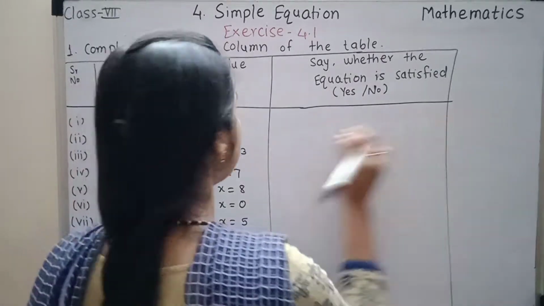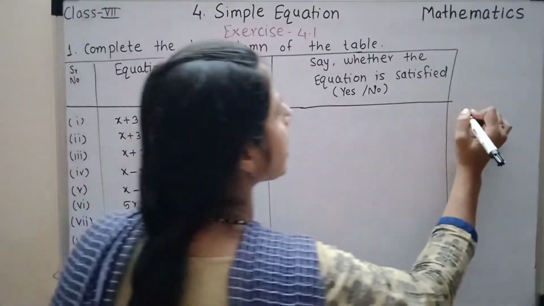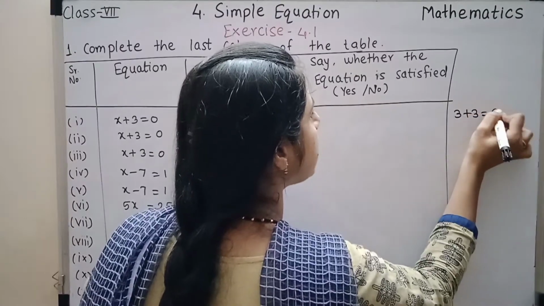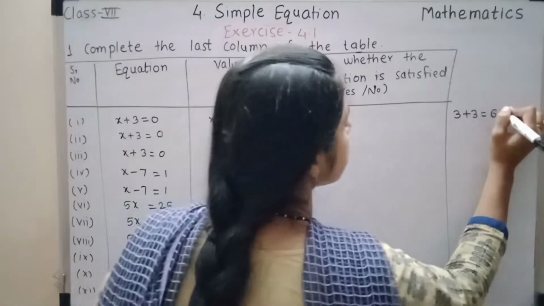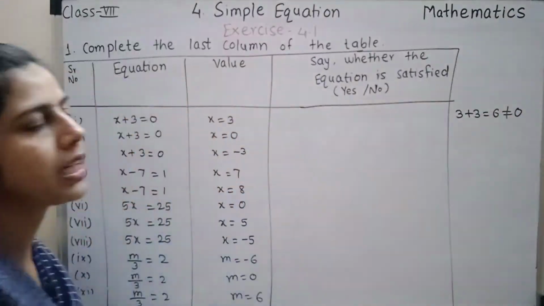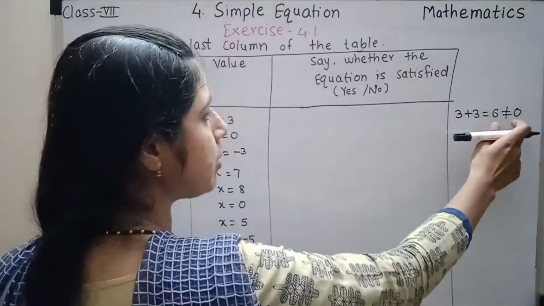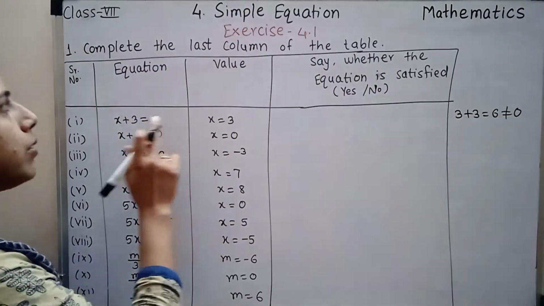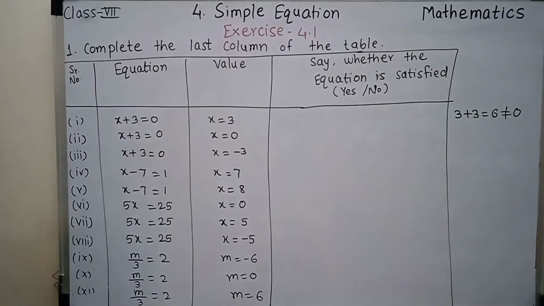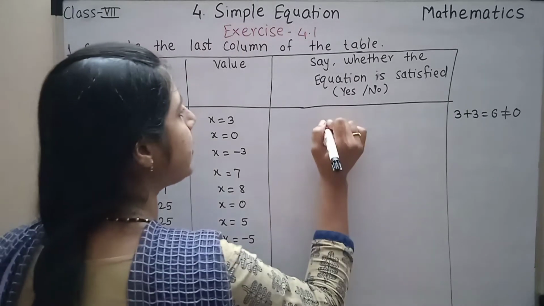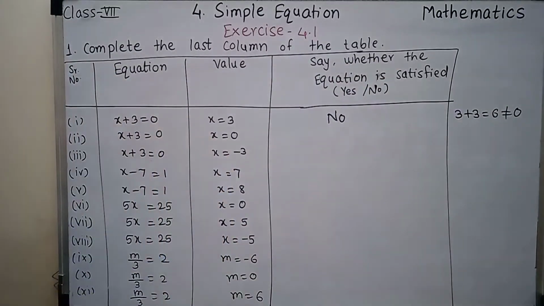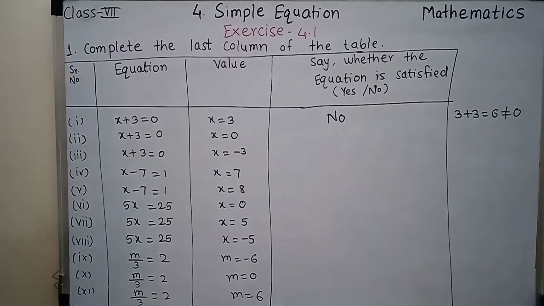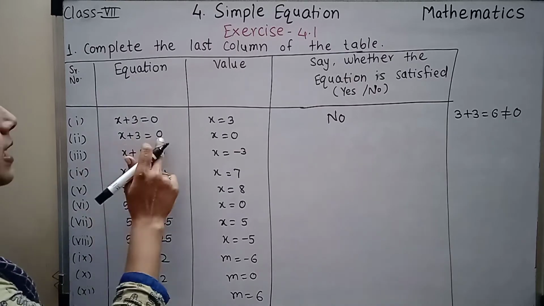So we will consider, अगर x की वैल्यू में 3 डाल दूं तो क्या आ जाएगा आपका यहाँ पे 3 plus 3. तो 3 plus 3 आपका आता है 6, which is not equals to 0. अगर ये not equals to 0 है तो आपको ये x की वैल्यू ये इक्वेशन सेटिस्फाई नहीं करता है, and you need to just simply write no. The value is not satisfying the equation, and you need to just write S or no over here.